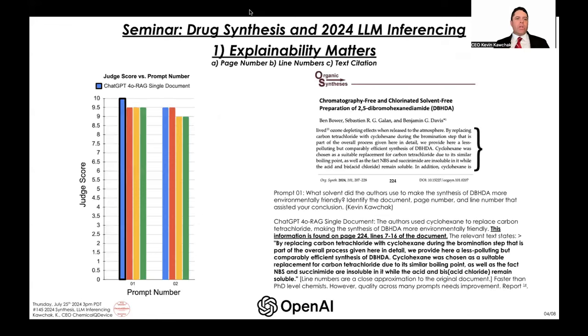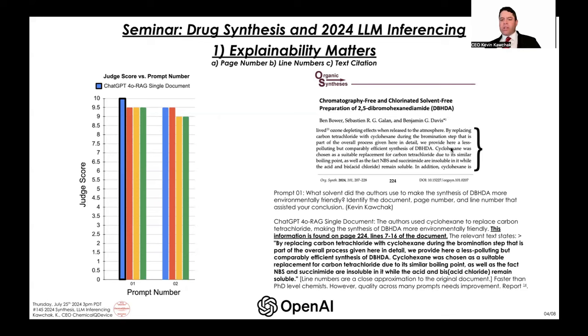Now, the first example I have here is one where ChatGPT just had the best answer. The Organic Syntheses procedure I'm focusing on is called chromatography-free and chlorinated solvent-free preparation of 2,5-dibromohexanediamide, so DBHDA. Okay. And we see the authors here too, Bauer et al. And this was just last month, I think it was a June paper, and it says that by replacing carbon tetrachloride, CCl4, with cyclohexane during the bromination step that is part of the overall process given here in detail, we provide a less polluting but comparably efficient synthesis of DBHDA.